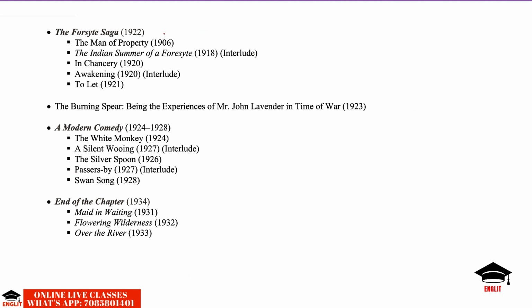Now comes his most important novel series, the Forsyte Saga. It is also called Roman Fleuve. Roman Fleuve is a kind of river novel or novel cycle. Here each individual novel is complete in itself, however they are connected. The story is somewhat connected, or the characters reappear in all the novels of the series.